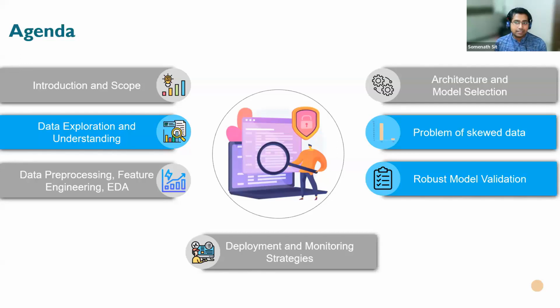Problem of skewed data, I think somebody has already answered this in your chat, that wrong data probably, and one-sided data, something like that. We'll discuss this one. And robust model validation. You are probably aware of what biased data and model validation are. Then finally, you build the model.